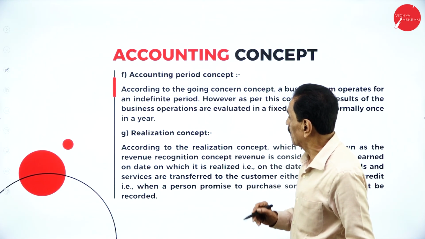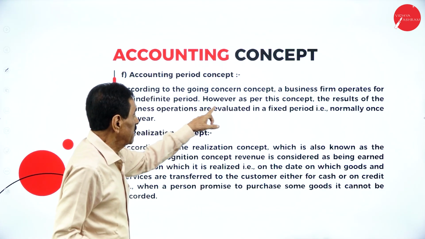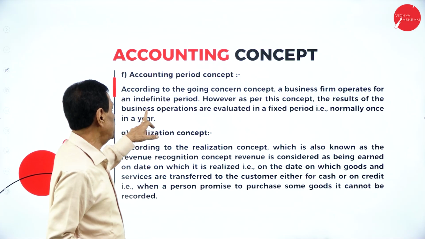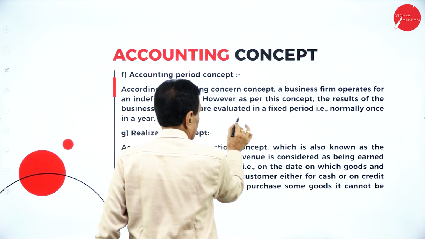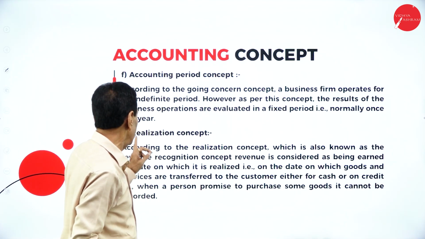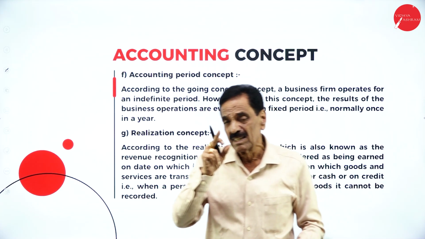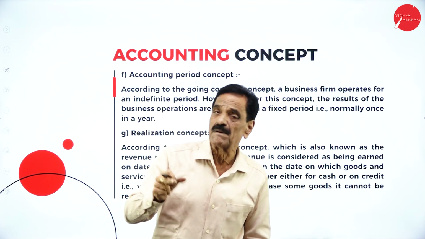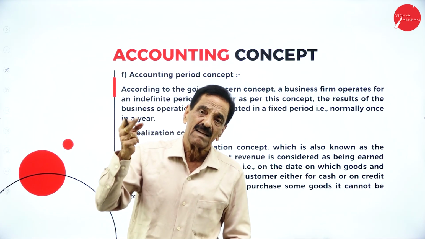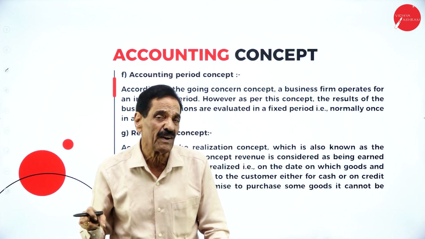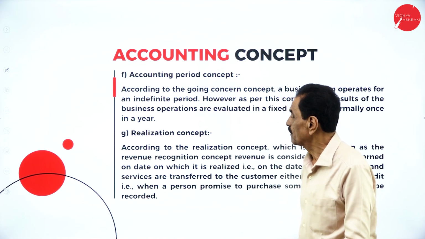Then accounting period concept. According to the going concern concept, a business firm operates for an identified period. However, as per this concept, the results of the business operations are revalued for a fixed period, normally a year. So they will fix one year for the entire transaction. The year may be a calendar year, January to December, or a financial year, April to March. We fix it for the particular expenditure and income.